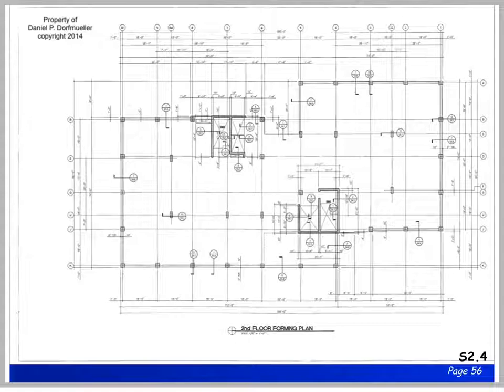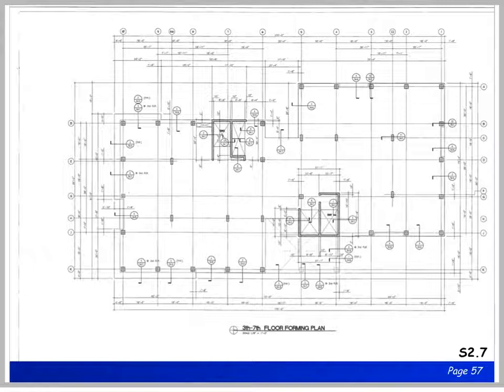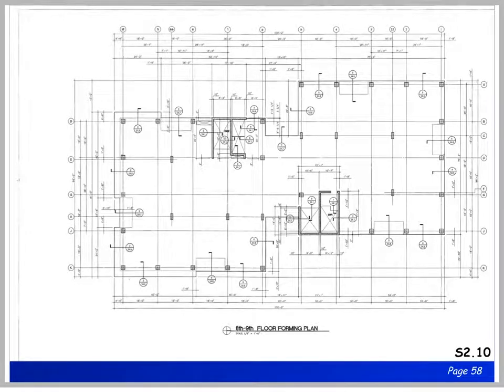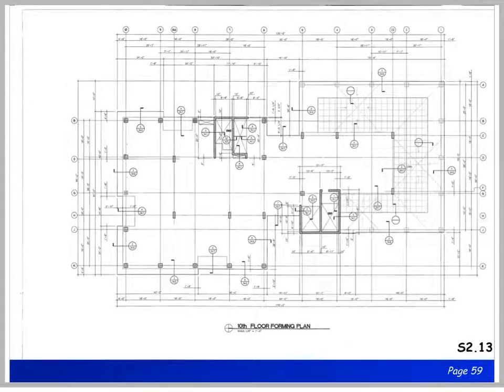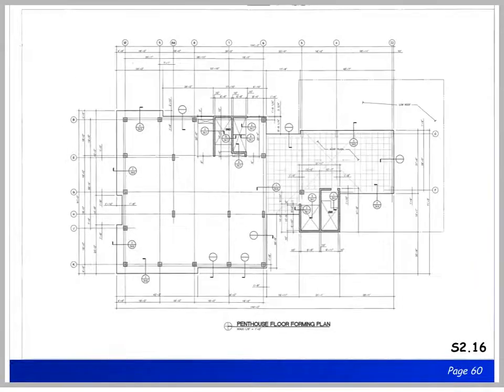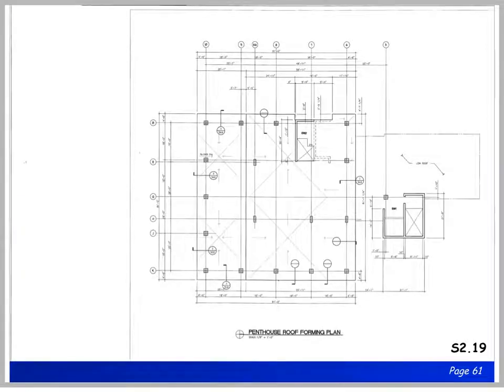followed by the second floor. Next, the third through the seventh floors. Note, when gathering information about this plan, everything is times 4. Eighth and ninth floor forming plan. The 10th floor. The penthouse floor plan. And the penthouse roof plan.